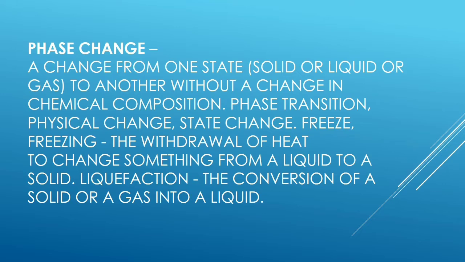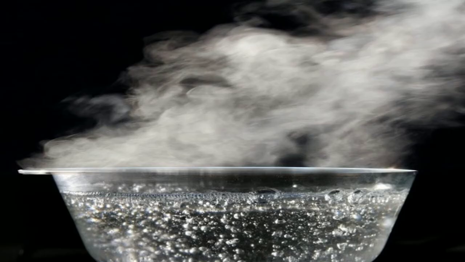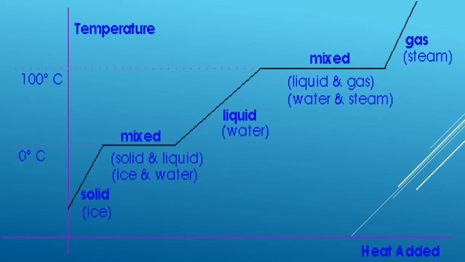Phase change is a change from one state, solid, liquid, or gas, to another without change in chemical composition. For example, liquid to solid is freezing, gas to liquid is condensation, liquid to gas is evaporation, and many more. In this figure, it explains the phase change in a graphical method.